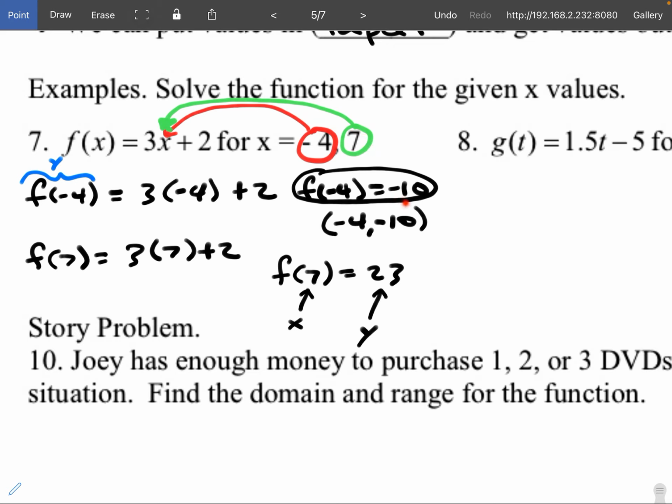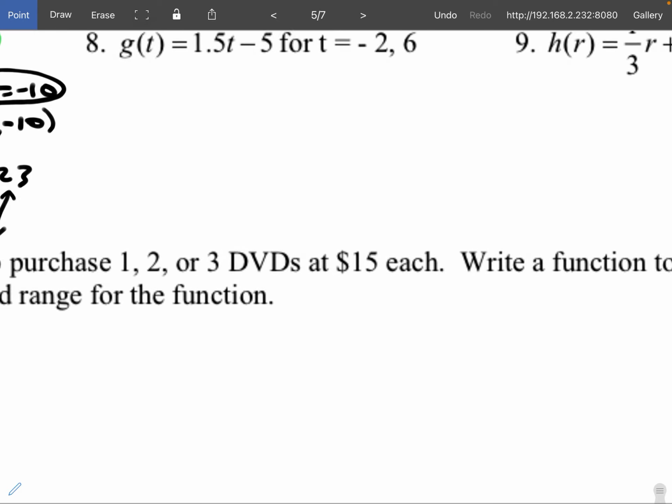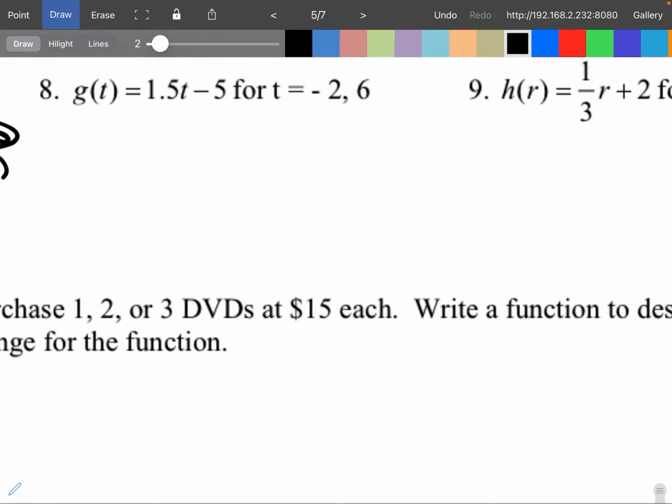All right, so we got 2 more of these to work through real quick. Wait, so are you solving it for the given x values, or are you solving two then? Like you're solving 2 problems? Yeah, there's 2 different inputs. You got -4 as an input and 7 as an input, and you got to get your 2 outputs, which are -10 and 23.